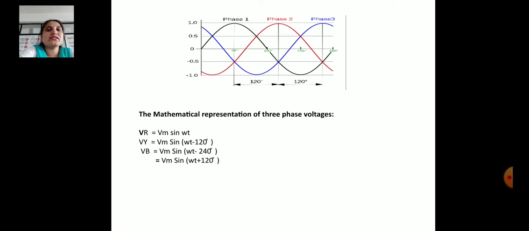So Vy lags Vr by an angle of 120 degrees. Mathematically it is Vm sine omega t minus 120 degrees. And Vb can be represented as Vm sine omega t minus 240 degrees, which means it lags Vr by 240 degrees, or we can say that it leads Vr by 120 degrees. So the mathematical representation of Vb is either Vm sine omega t minus 240 degrees, or it can be written as Vm sine omega t plus 120 degrees.